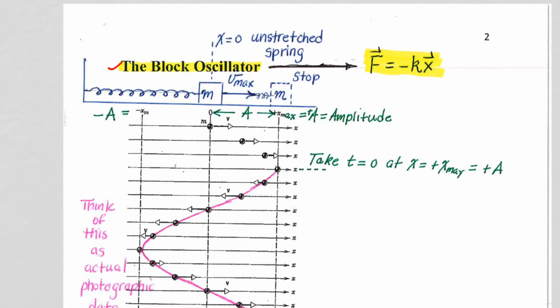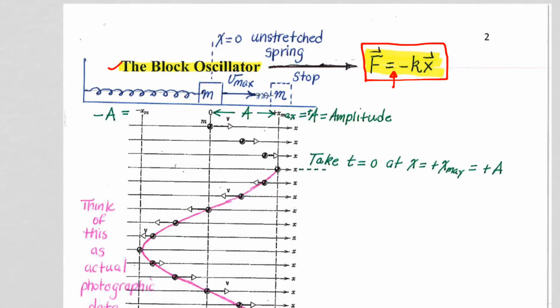The block oscillator, the block on the end of the spring, as we know, obeys Hooke's law. We haven't proven it yet, but we are going to see, so we're taking it just on faith. But the Hooke's law form of a force, F equals minus kx, will always lead to what we are going to now talk about as simple harmonic motion.